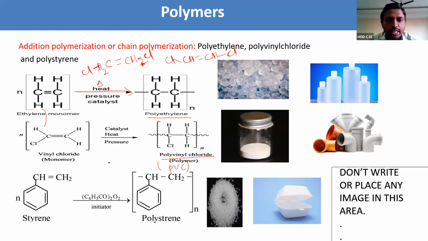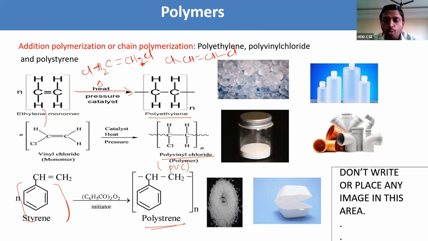Styrene: the formula for styrene is a benzene ring with CH double bond CH2 present, and that is called styrene. This styrene, in the presence of an initiator, produces polystyrene. These are the examples for addition polymerization or chain polymerization.